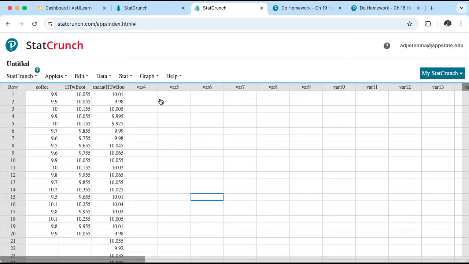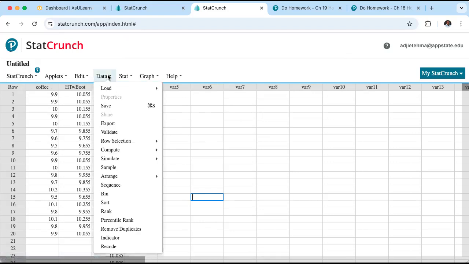You see when we do that, we have this 1,000 times. Now we want to compute the p-value. To compute the p-value, we want to sort this. To do that, we go to data and then we go to sort.